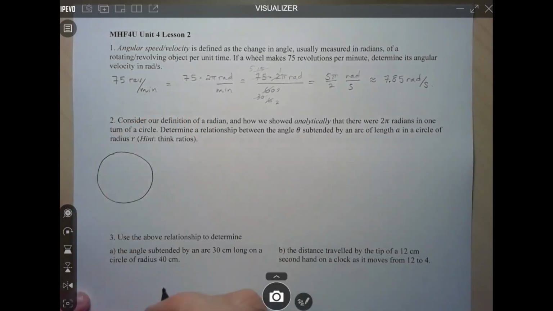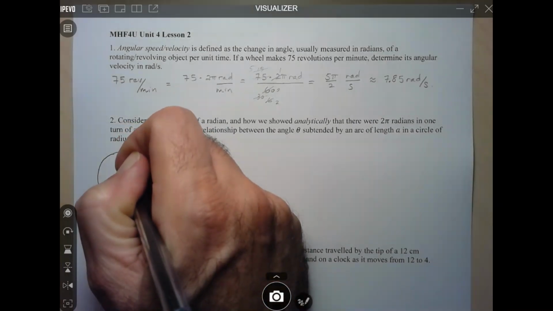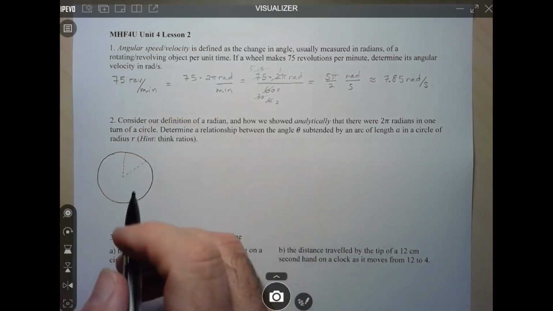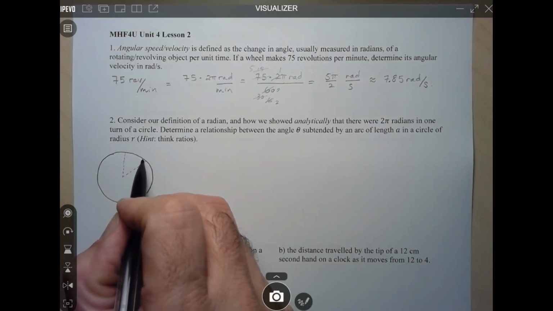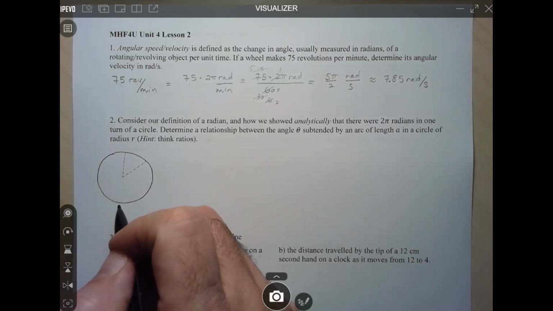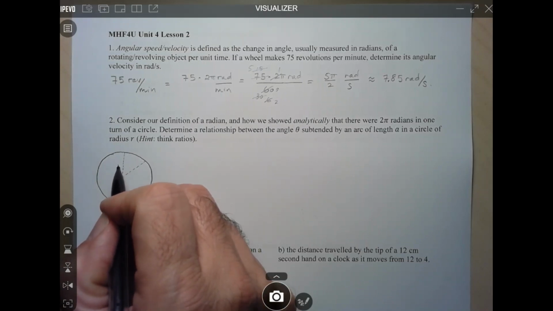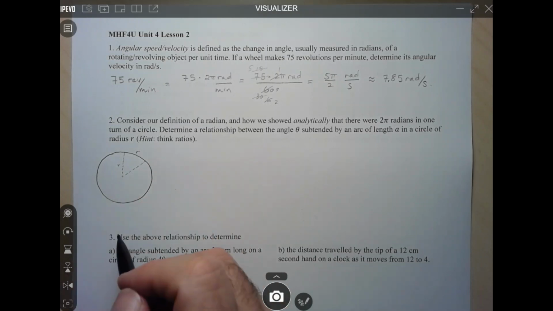Okay, so here we've got a circle, and we remember that 1 radian was the angle produced by an arc, which represents just a segment of the edge of the circle, that if this arc was the same length as the radius, then that produces exactly 1 radian.